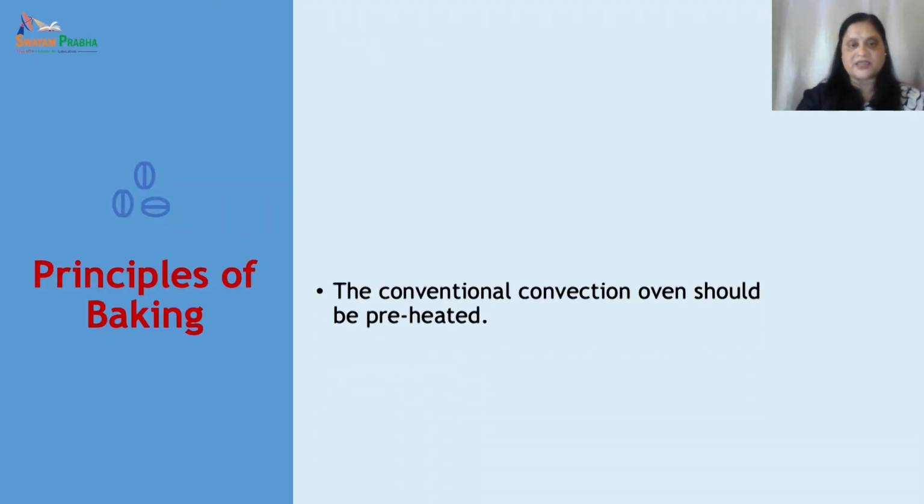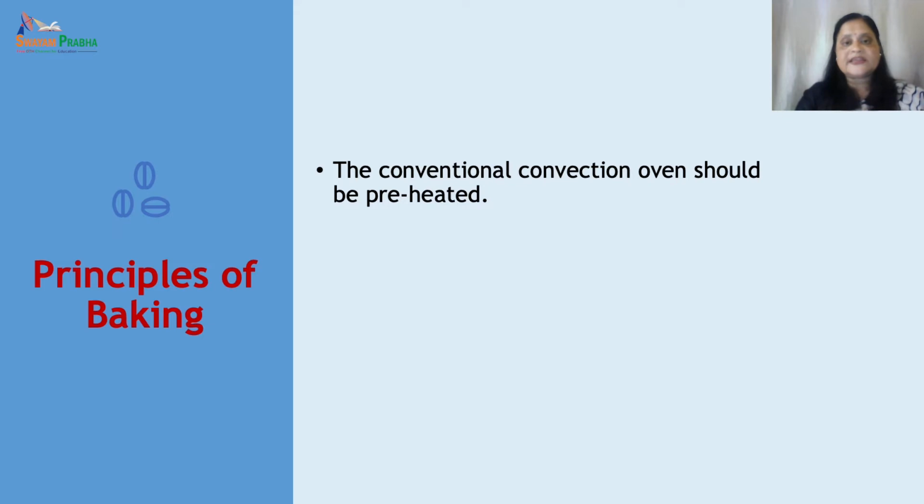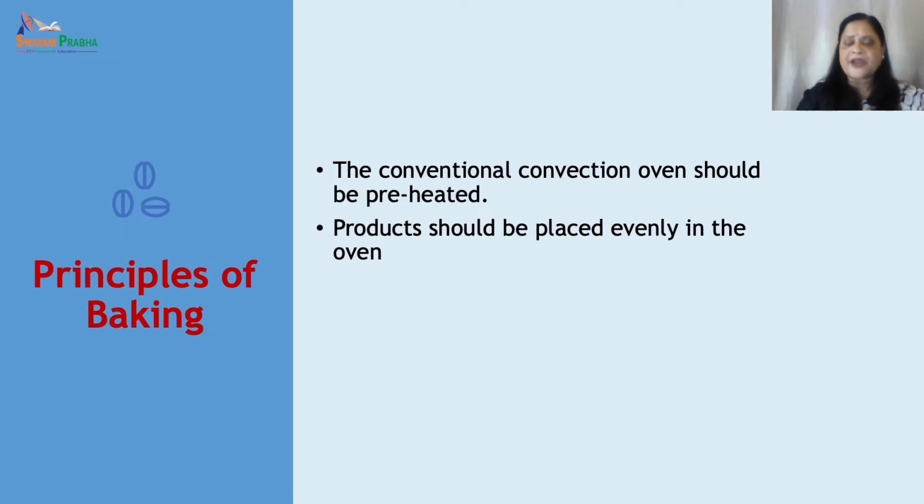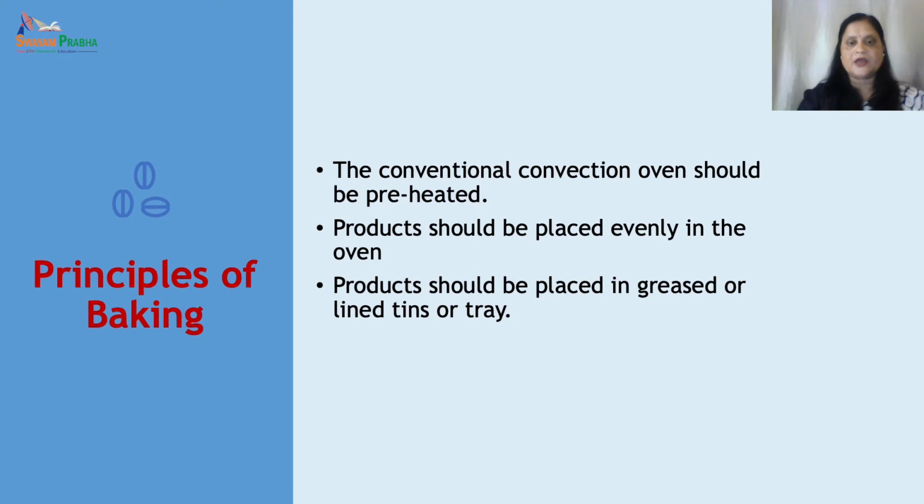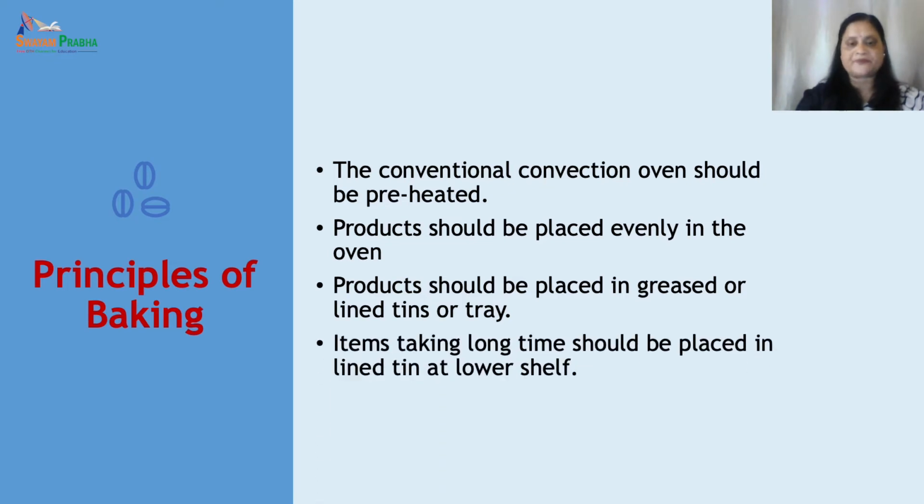Principles of baking. The conventional convection oven should be preheated. Product should be placed evenly in the oven. Product should be placed in greased or lined tins or trays. Items taking a long time should be placed in a lined tin on the lower shelf.